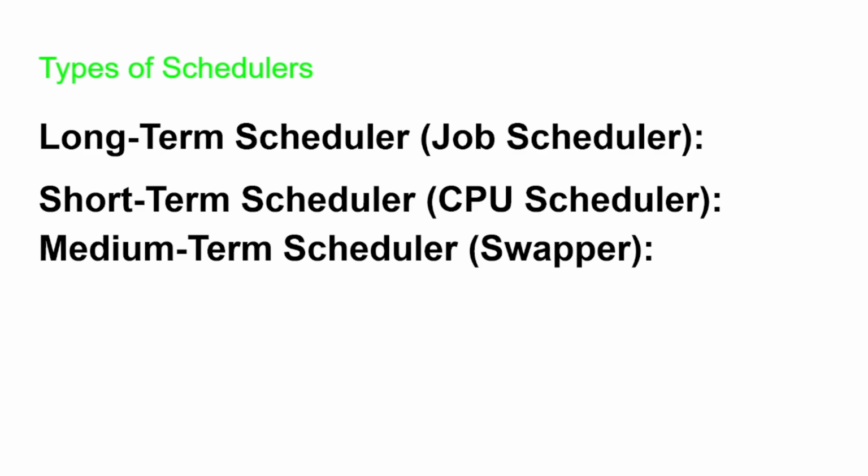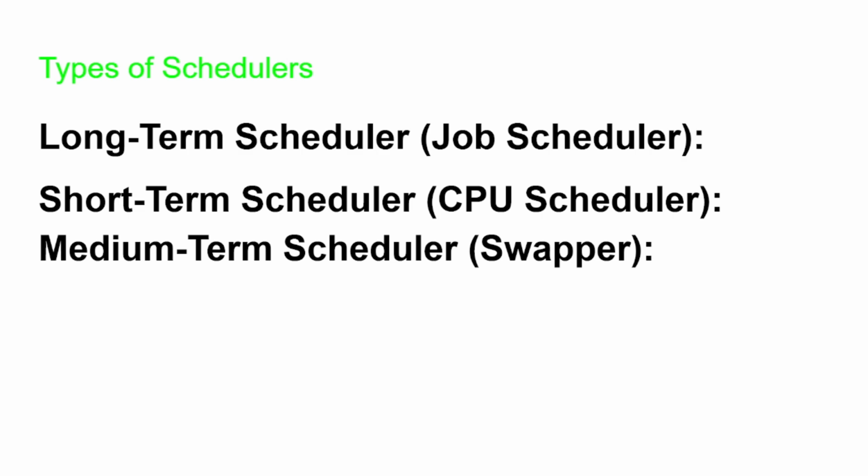What are the types of schedulers? Schedulers are the algorithms or models that determine how processes are selected for execution. There are three types of schedulers in most operating systems: the long-term scheduler, short-term scheduler, and medium-term scheduler. The long-term scheduler decides which processes are admitted into the system. It controls the degree of multiprogramming, the number of processes in memory. It runs less frequently.